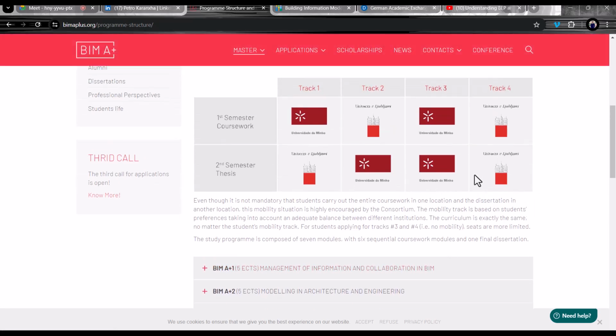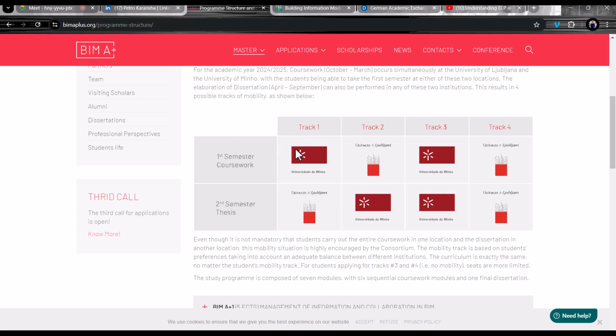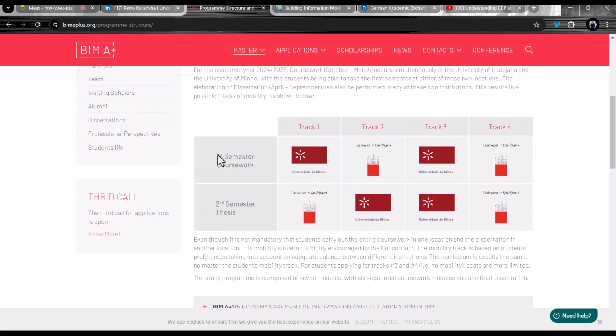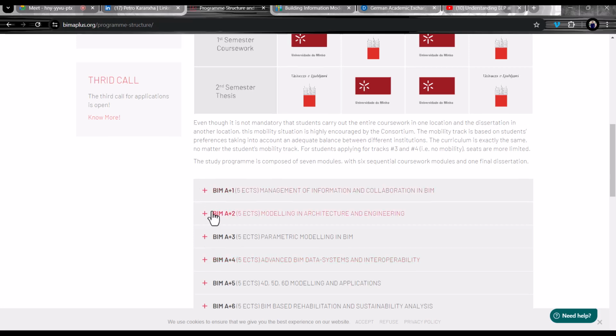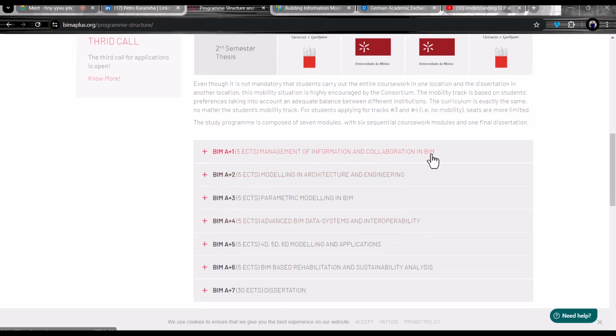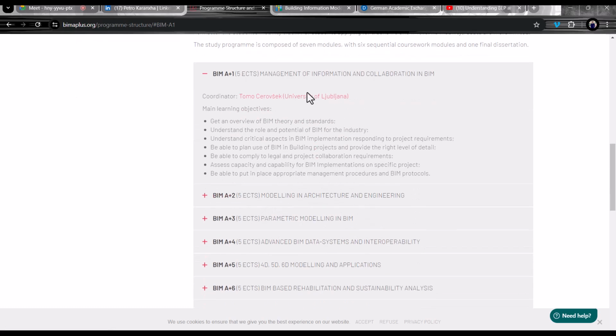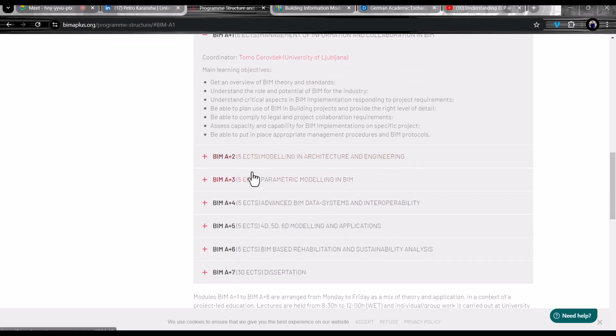Only two countries are there, but you can cover this in these four tracks. You have to choose one. Later, you will be able to understand what these tracks are and how you will be able to cover the entire coursework. These are some of the sections. Management of information and collaboration in BIM. If you click on the plus icon, you can see the overall objectives of this particular course. Modeling in architecture and engineering, parametric modeling in BIM, advanced BIM data, interoperability, 5D BIM modeling.